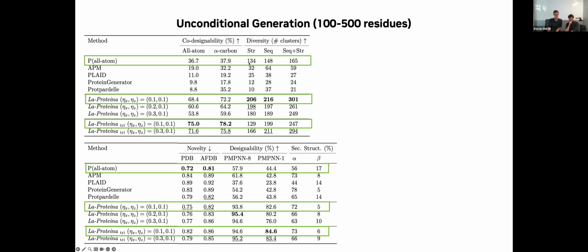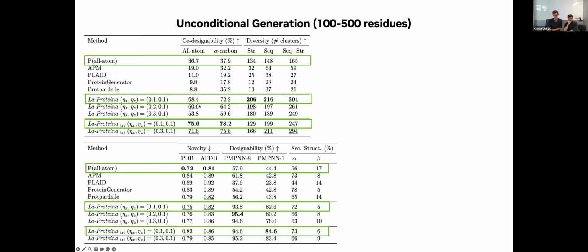So let's look at the first column first, the first part of the table. These are lengths 100 to 500. And you can see that we clearly outperform all the baselines. PL atom is the strongest one for 100 to 500 here, at 37% overall. And without tri-layers, we're at 68 to 69, and with tri-layers, we're at 75%. Without tri-layers, we're also super strong on the diversity side.